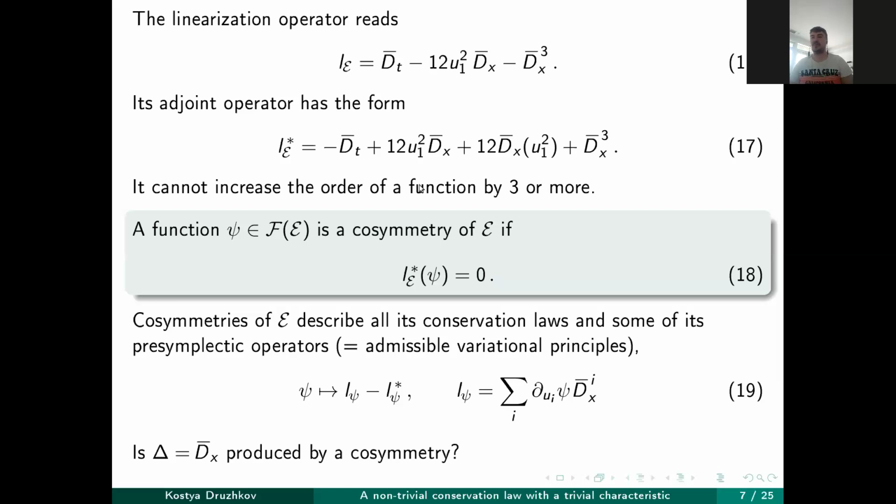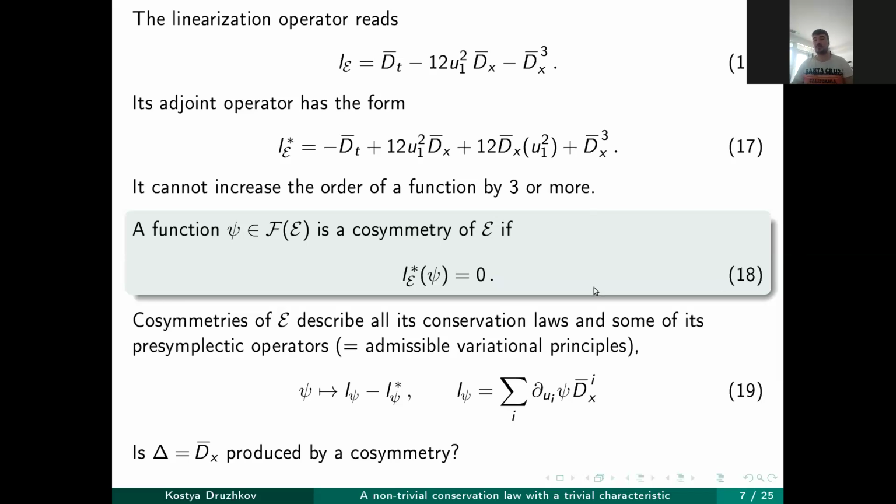And let me recall that a function C is a cosymmetry of epsilon if it lies in the kernel of this adjoint linearization operator, so if the equation 18 holds. So in order to describe the cosymmetries of the potential KdV equation, we need to solve the equation 18.